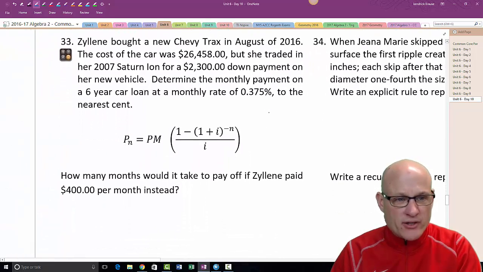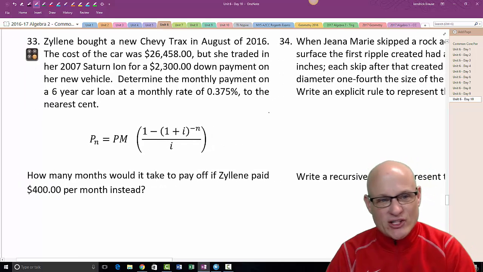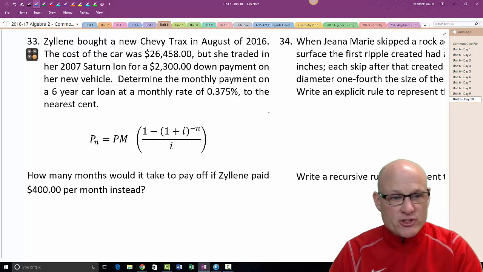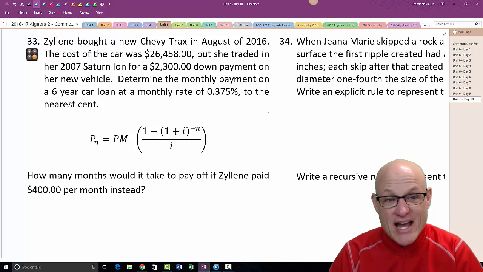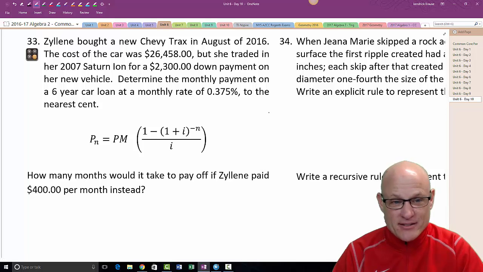So this one's got two parts in it. Whatever this person's name is bought a Chevy Trax in August of 2016. The cost of the car was $26,458. I think that looks like Mrs. Newman's car. But she traded in her Saturn. Oh, this is not an easy question. Pay attention. She got $2,300 for her Saturn as a down payment.